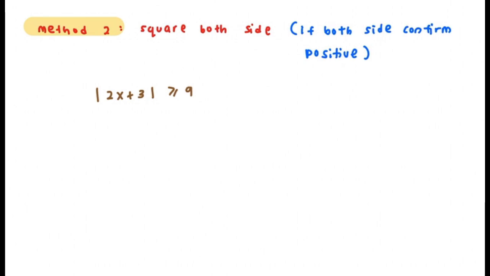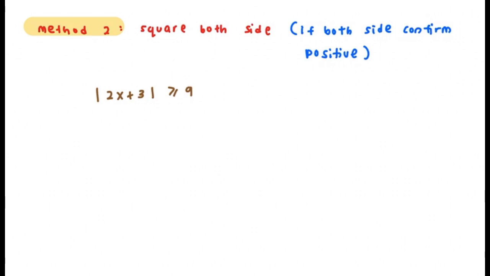If you look at the left hand side, you have a modulus. Modulus means this value is confirmed positive. Okay, look at the right hand side. This is positive 9, so this side is also confirmed positive. Then you can use the square both sides method. If you do not confirm each side is positive, you cannot proceed with the second method.